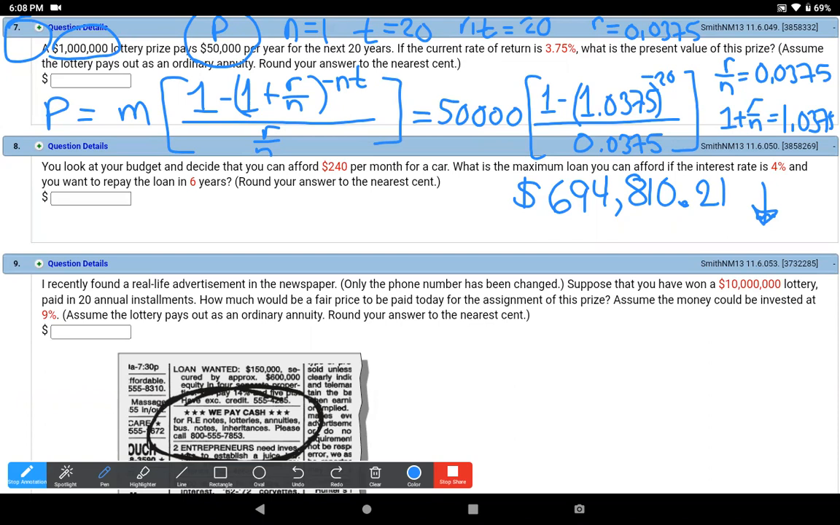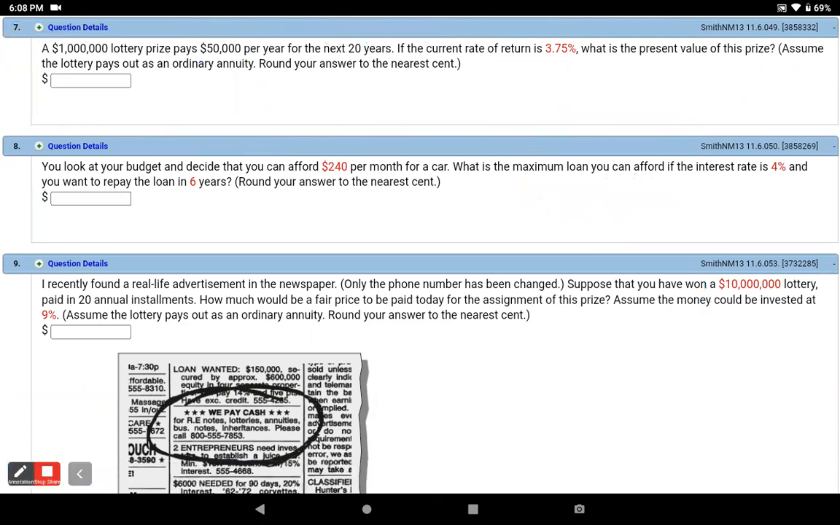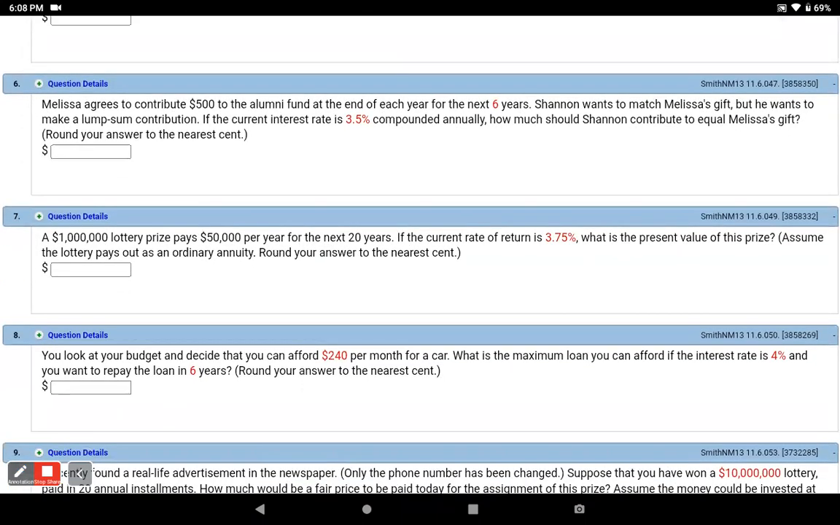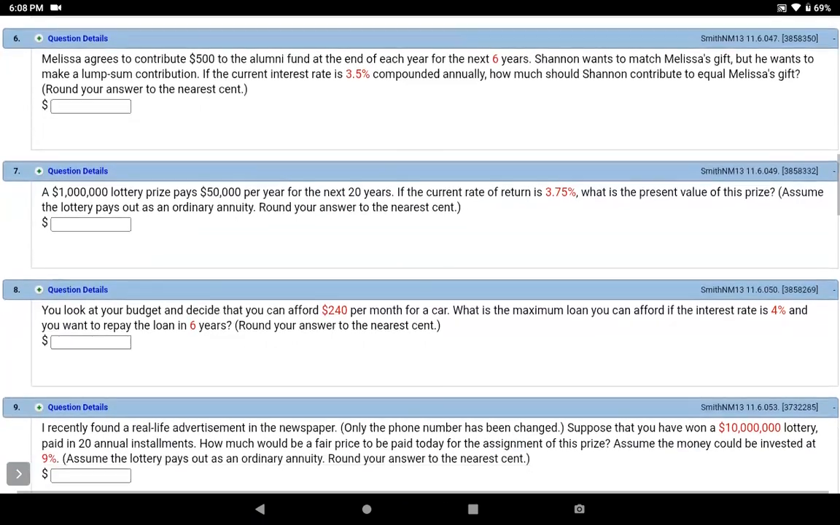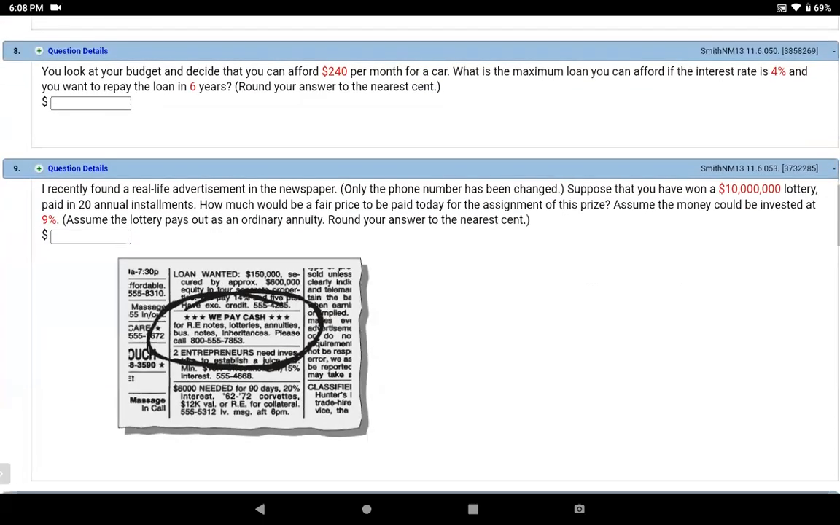Okay, so let's clear that out. It was actually number 6 where Shannon needed to match Melissa's gift. So I was thinking we were matching some money here, but no, that's not what was going on. We already moved on from that question.